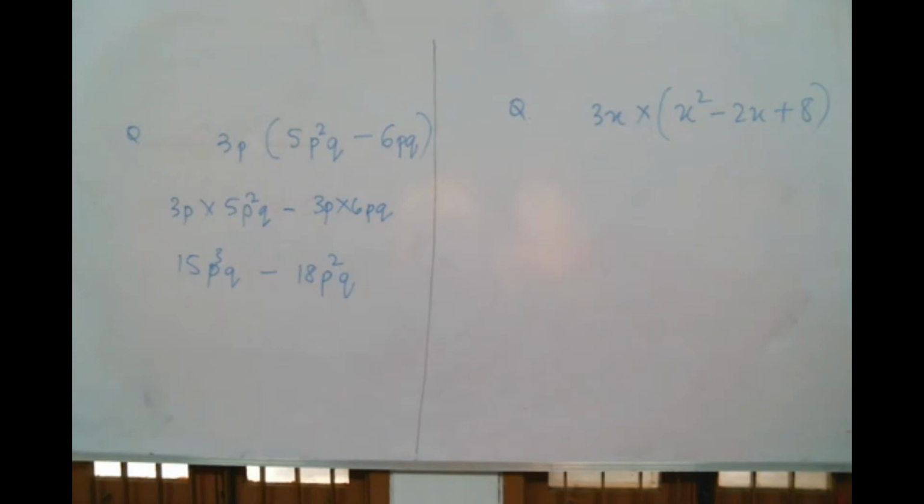Sir, x to the power 3 minus 6x square plus 24x.